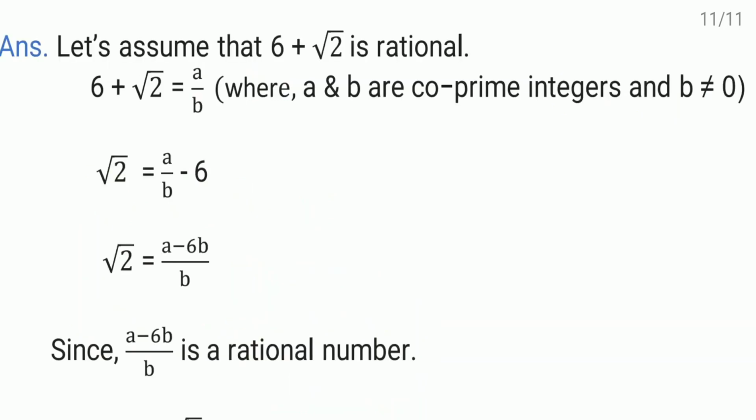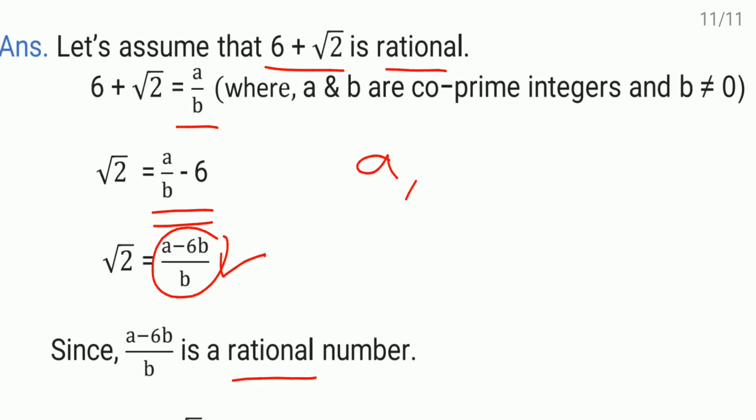Let us see the answer. We assumed it is rational, written in the form of a by b. This 6 came here. We did the LCM. We got this answer. Now this one, what we said, it is a rational number. Why is it a rational number? Because a minus 6b, and at the denominator b is there. All these numbers are integers. Therefore, this RHS is a rational number. As this is rational, we have to say root 2 is also rational.